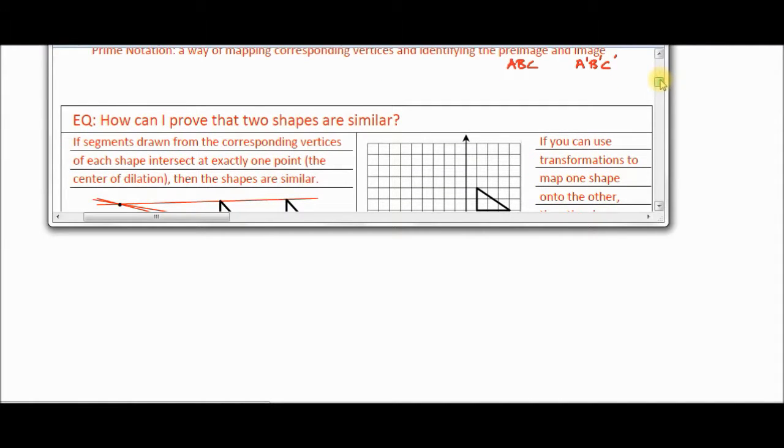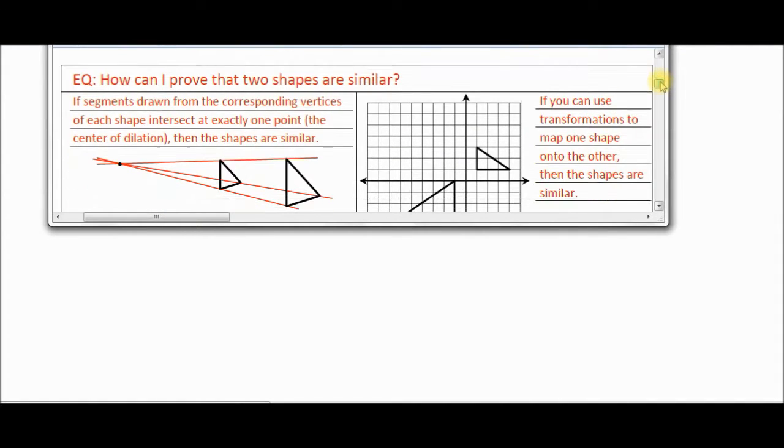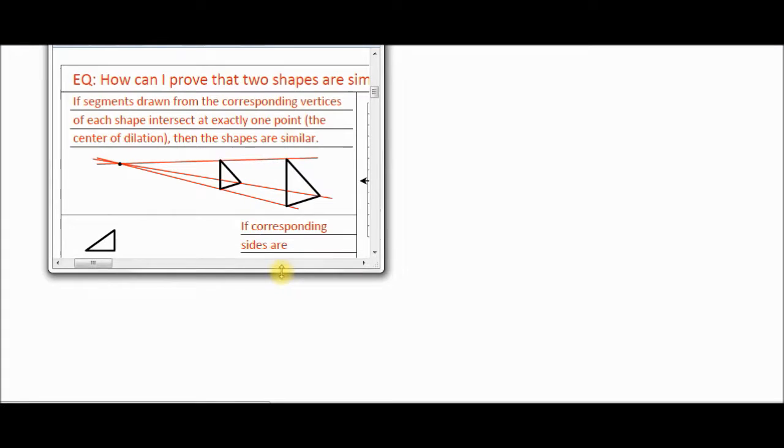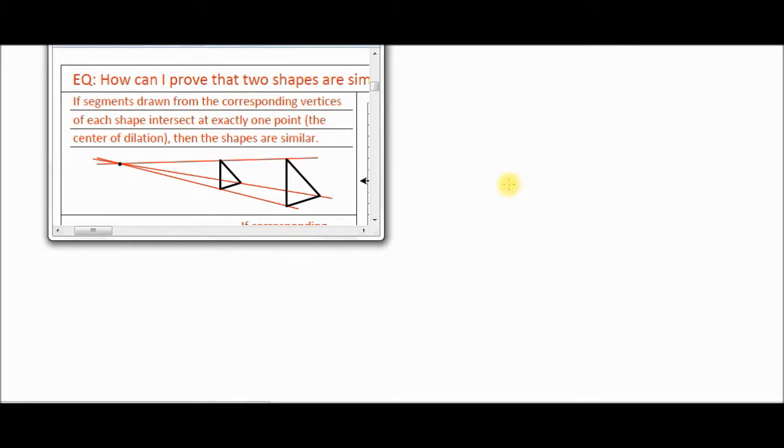Alright, let's continue on with how can I prove that two shapes are similar? There are three different methods we're going to go through to do this. Here is the first one. If segments drawn from the corresponding vertices of each shape intersect at exactly one point, which is the center of dilation, then the shapes are similar.